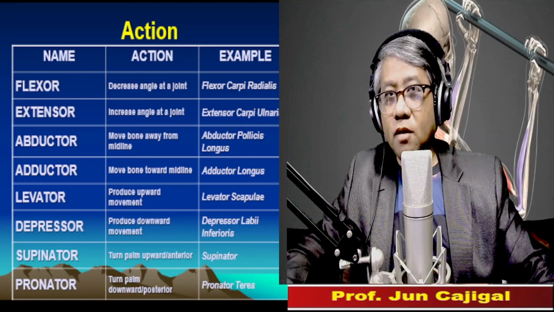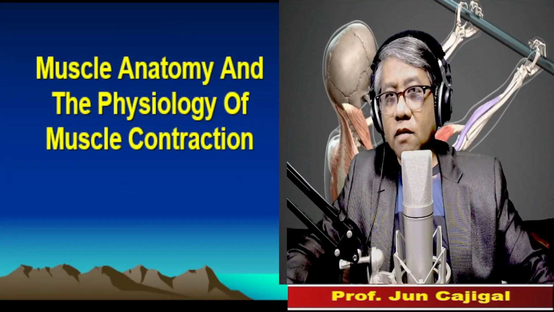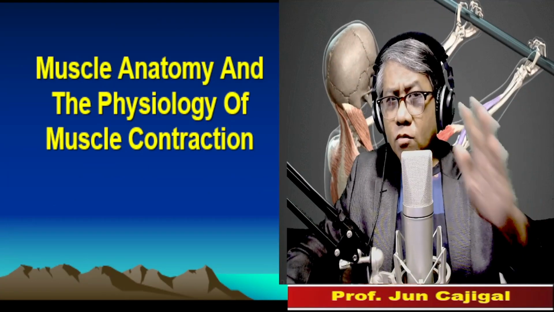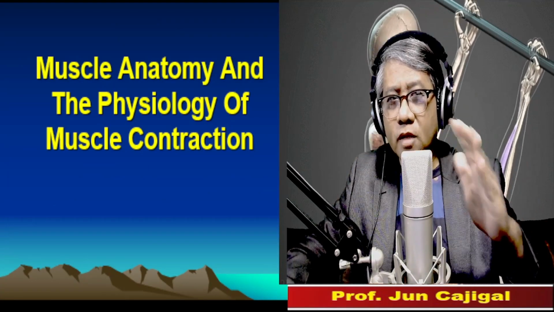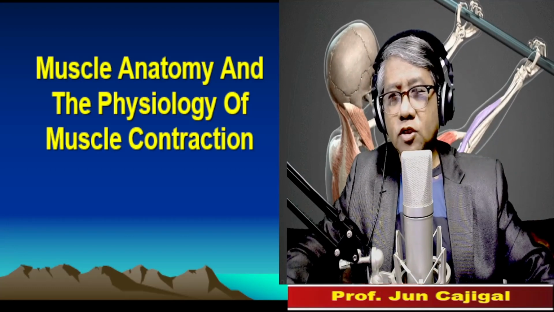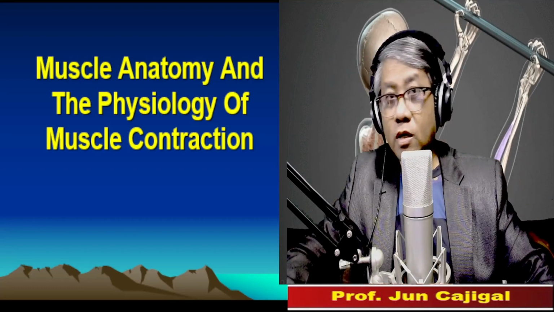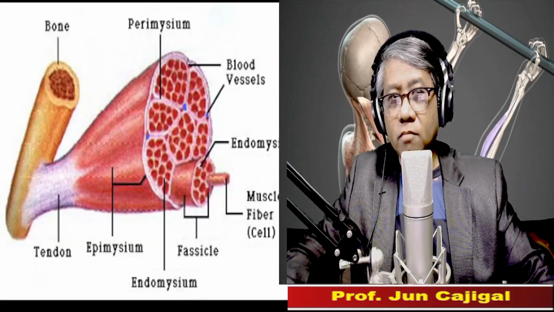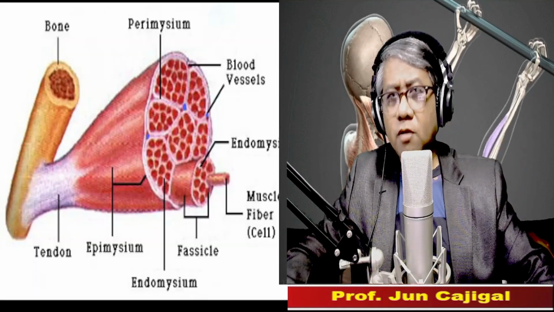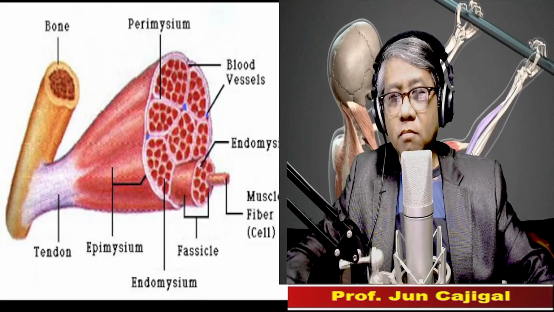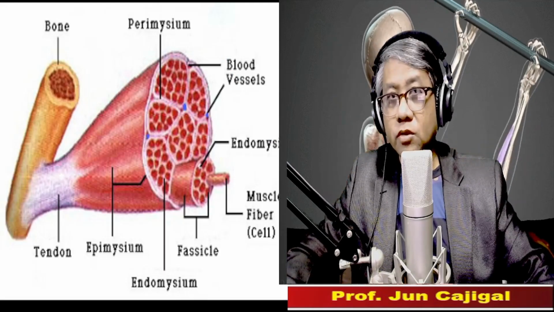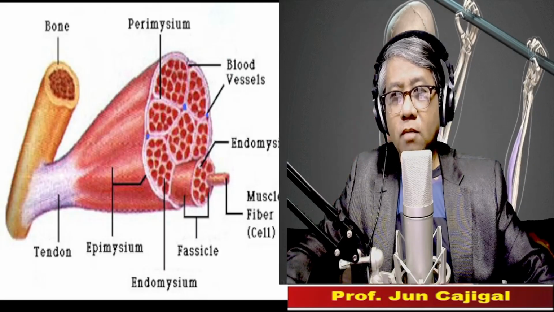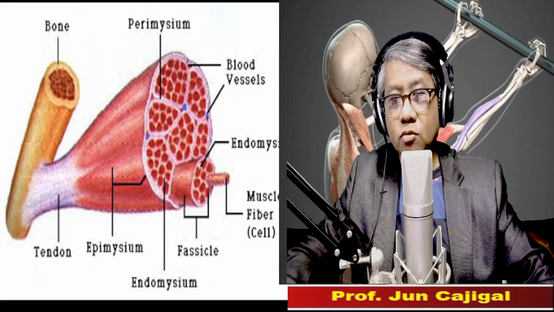So at this point, let us now study the physiology of muscle contraction. Now, in order for us to understand the physiology of muscle contraction, we need to take a look at the anatomy of a typical muscle. Now, the entire muscle is surrounded by a membrane which is continuous with the tendons. And we call that membrane the epimysium.